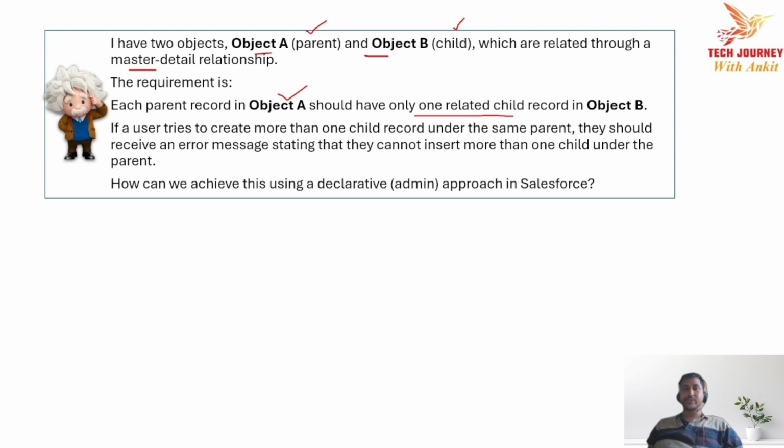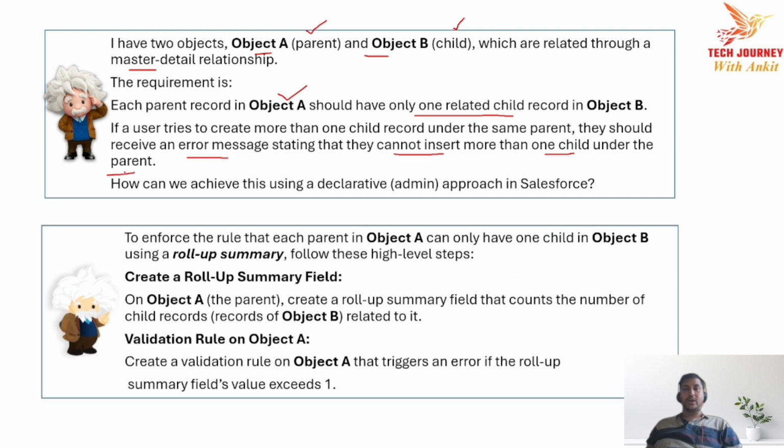In case the user tries to create more than one child record, then we have to give an error message to the user stating that they cannot insert more than one child record under the parent. How can you achieve this with the admin approach, without writing a single line of code? To do that, you have to take the help of the roll-up summary and validation rules. Let's try to understand how.